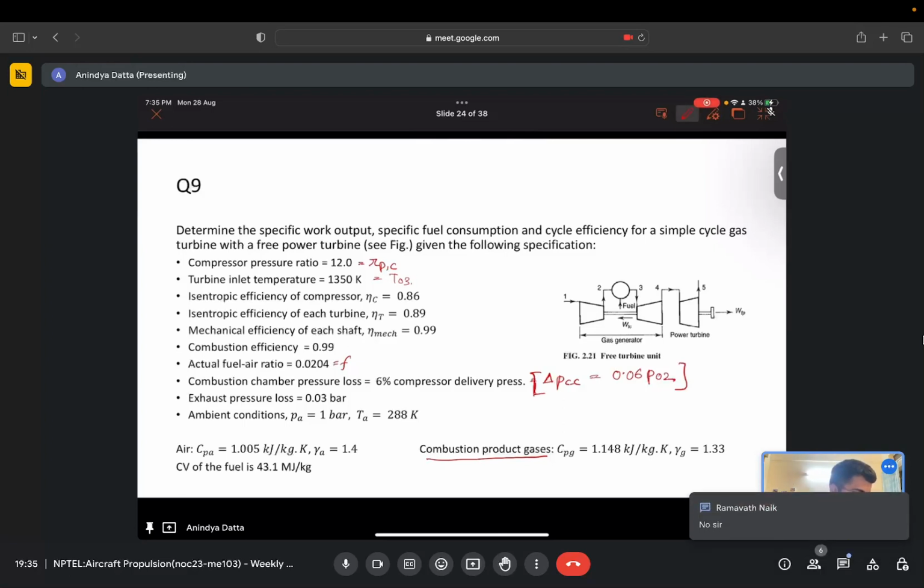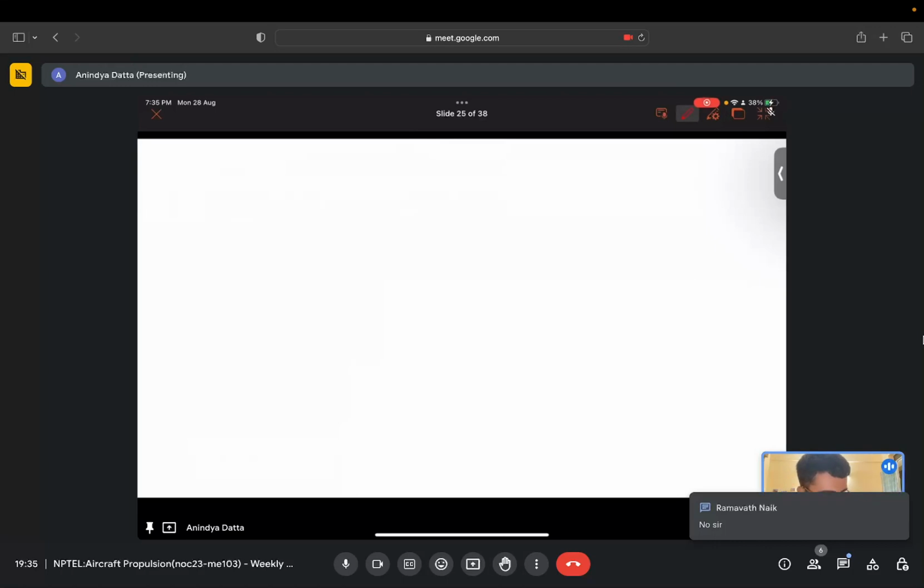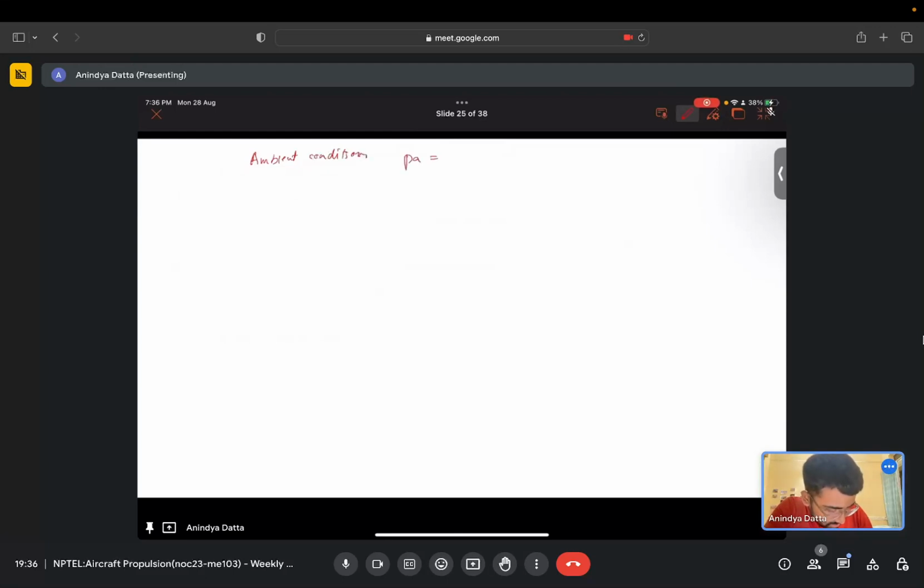Does anyone have any question with the problem statement? Just ask before we start solving it. Okay, all right, thank you. So what we have been given is the ambient conditions. First, let's start with that. Ambient condition, pressure is 1 bar and temperature is 288 Kelvin.